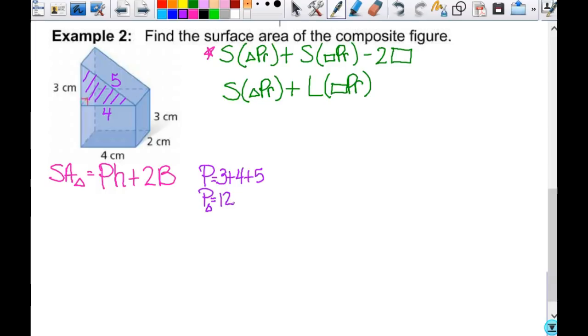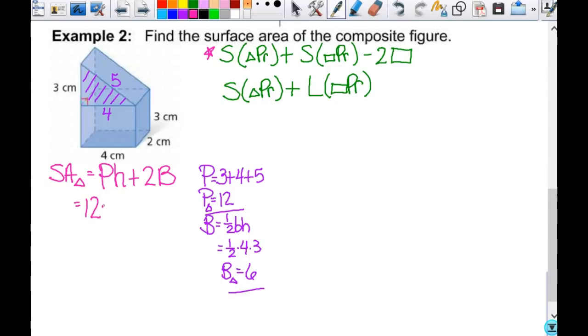I also need big B. What's the big B formula for this? 1/2 base times height. What's the base and the height? 1/2 times 4 times 3, right? Base and the height? 4 times 3. So big B of the triangle is 6. So I have these two things that I need, and I can go in here and start substituting. So the perimeter, which I just found, is 12.